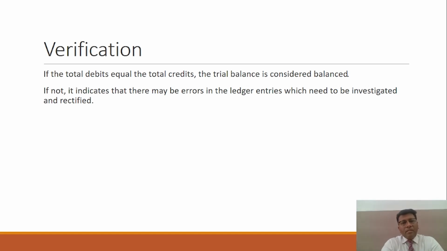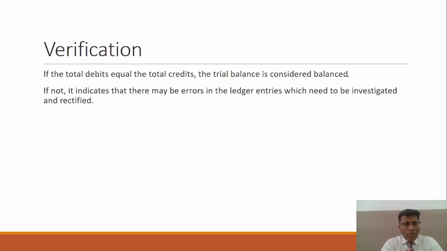If the totals of the two sides are unequal, it indicates that there may be some errors in the ledger entries which need to be investigated and rectified. The trial balance only gives you the information that there is an error, but it will not tell you where the particular error is. It is up to you to go back to the very beginning and check where the error is and what kind of error it is, because in today's session we will be covering the different kinds of errors which are not disclosed by the trial balance itself.